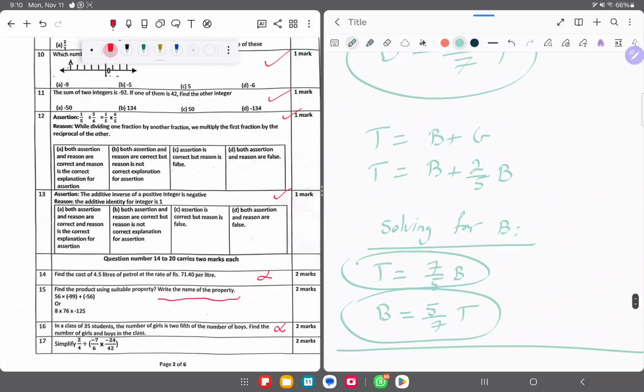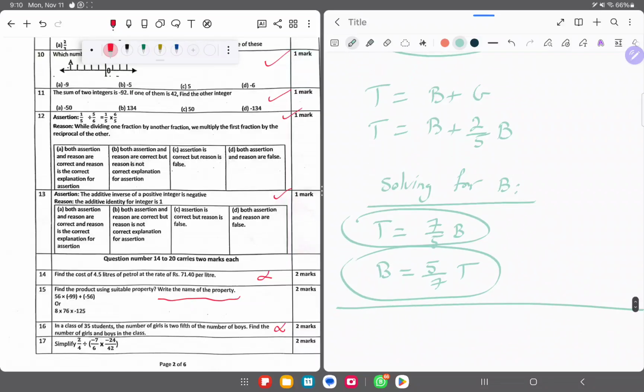I need to focus. T is equal to B plus G. T is equal to B plus 2/5B. T is equal to 7/5B. B is equal to 5/7T.